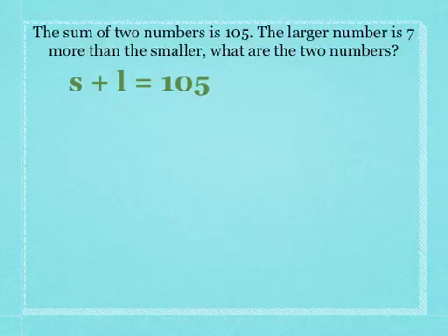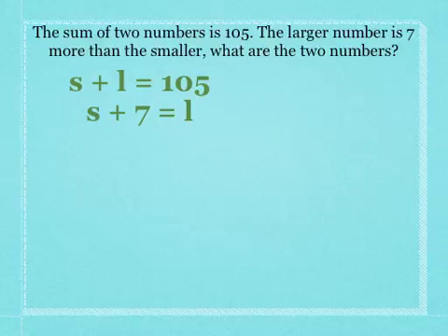Then it says the larger number is 7 more than the smaller number. And then what are the 2 numbers? To write an equation, the larger number is 7 more than the smaller number, I wrote the equation s plus 7 equals l, or the smaller number plus 7 equals the larger number. There's another way that you could have written this. You could have said the larger number minus 7 equals the smaller number. Either way is totally fine. You should wind up with the same answer if you use either one of those equations.